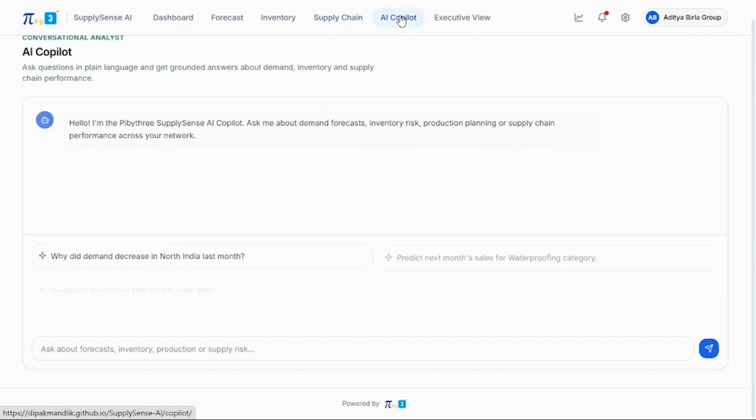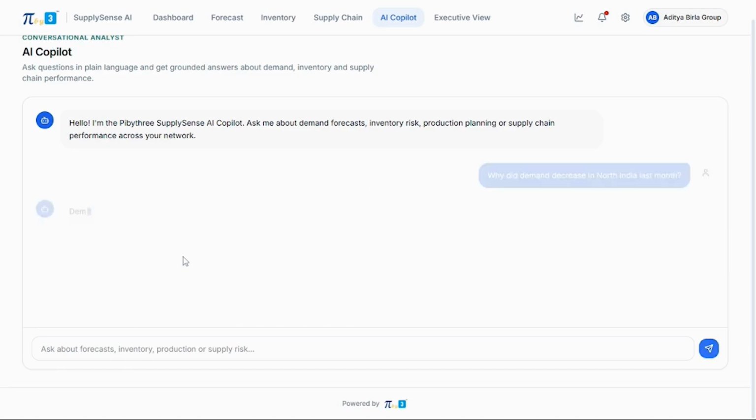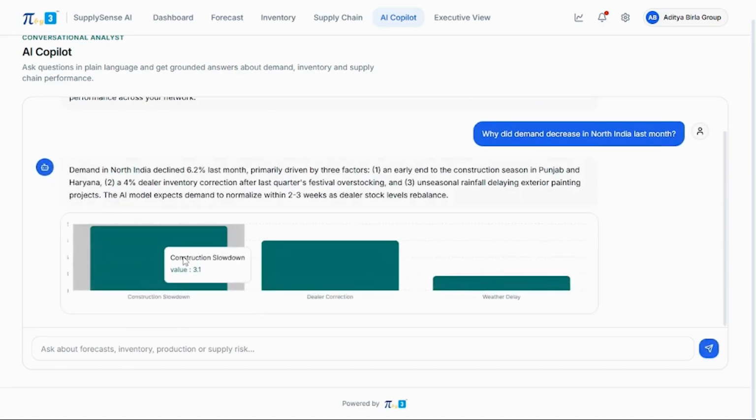Let's move towards the AI Copilot. One of the most powerful capabilities of this platform is the AI Copilot. Rather than navigating multiple dashboards, business users can simply ask questions using natural language. For example, if we ask, why did demand increase in North India last month? It will analyze by reasoning through the data and give us a proper graphical representation of why that particular condition applies for the specified request. This significantly reduces the time required to analyze a complex supply chain, while making advanced analytics accessible to business users without technical expertise.